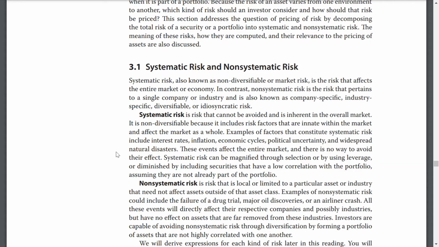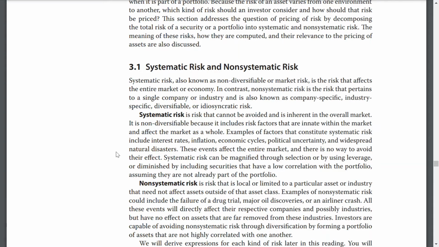Systematic risk is risk that cannot be avoided and is inherent in the overall market. It is non-diversifiable because it includes risk factors that are innate within the market and affect the market as a whole. Examples of factors that constitute systematic risk include interest rates, inflation, economic cycles, political uncertainty, and widespread natural disasters. These events affect the entire market, and there is no way to avoid their effect. Systematic risk can be magnified through leverage, or diminished by including securities that have a low correlation with the portfolio, assuming that they are not already part of the portfolio.